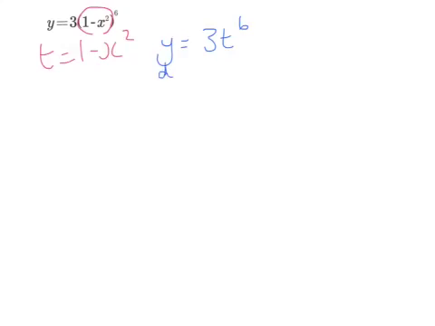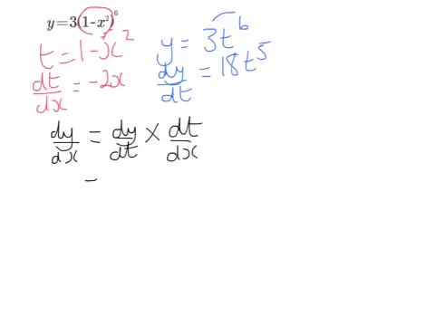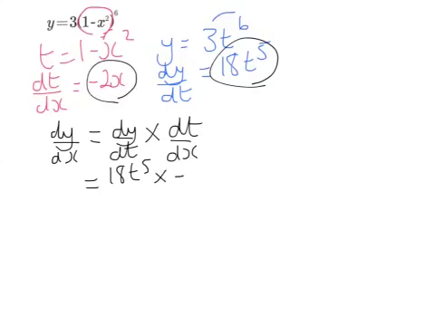I'm going to differentiate both of them. dy by dt equals 18t to the 5. And I'm going to differentiate this one: dt by dx equals minus 2x. Then I'm going to set my chain rule up. dy by dx equals dy by dt times dt by dx. That's my chain rule. So dy by dx is dy by dt, which is 18t to the 5, times dt by dx, which is minus 2x.